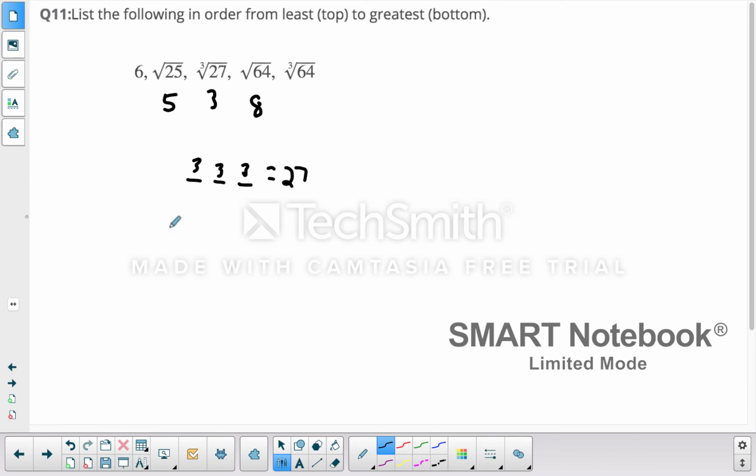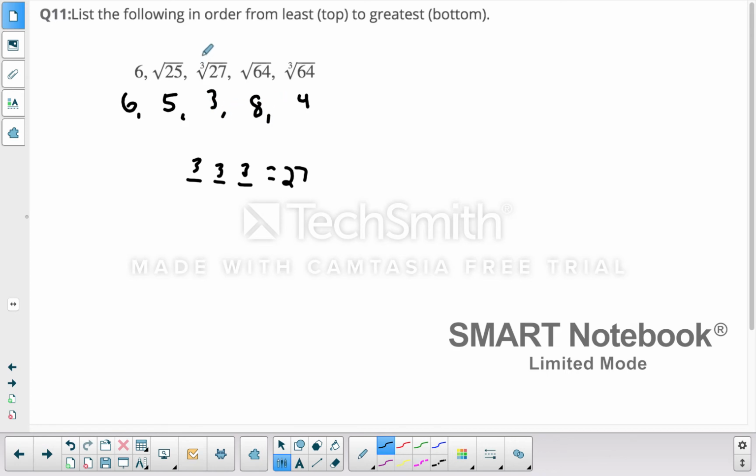And the cube root of 64, well, it would have to be bigger than the cube root of 27 because this is a big number. It's going to be 4. 4 times 4 is 16, and then 16 times 4 is 64. So you can see all the numbers now. They're much easier to put in order.